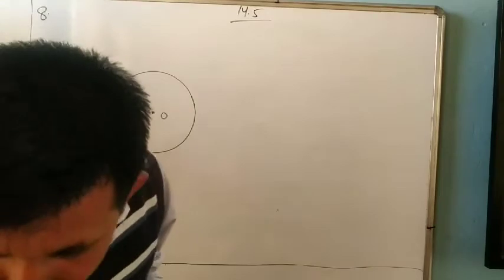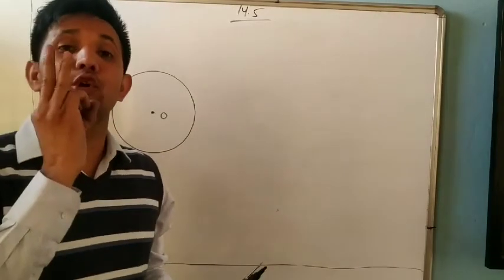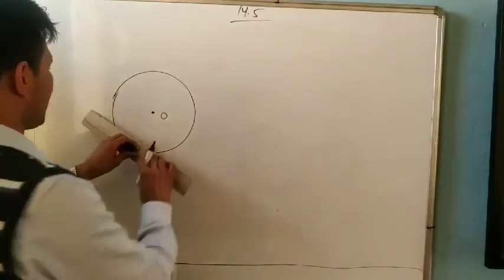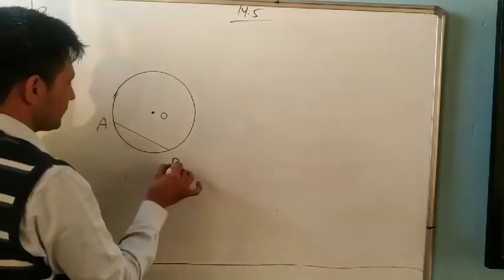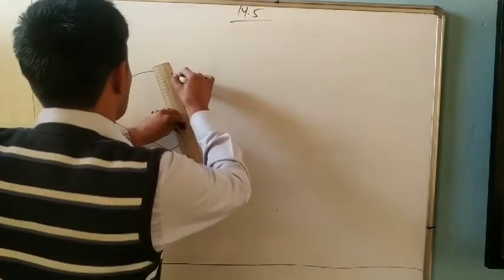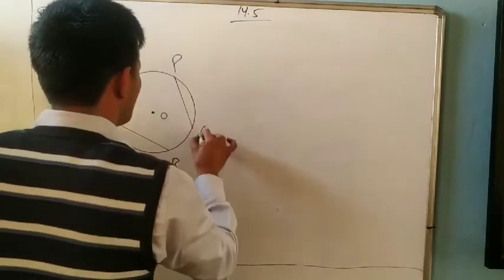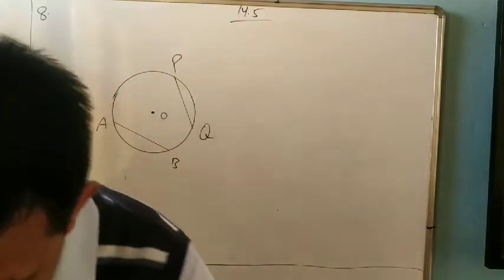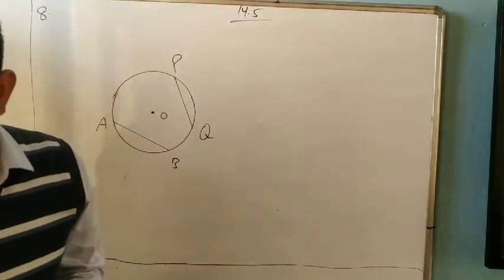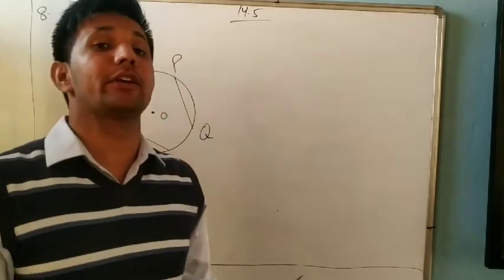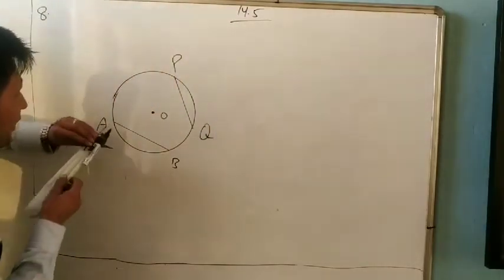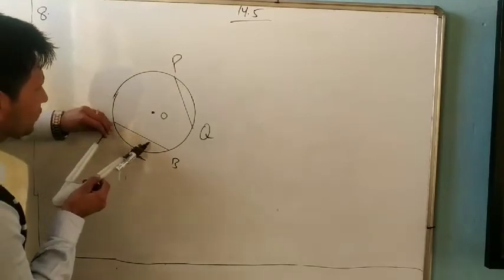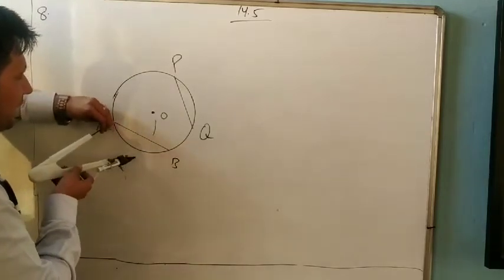Now what is given in question number 8? Draw any two of its chords. How many chords will we draw? Two chords. Anywhere you can draw a chord. Suppose one chord is this one, AB, and the next chord is, suppose, PQ. So what is given? Draw any two chords. Construct the perpendicular bisector. Construct means we have to make their perpendicular bisectors. So the perpendicular bisector of AB you can take easily. Yes, open the compass more than half like this.